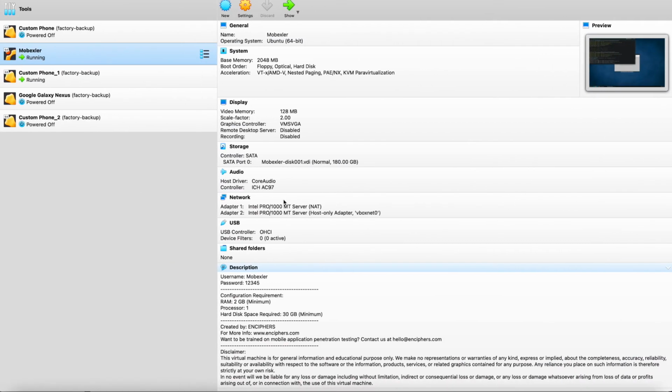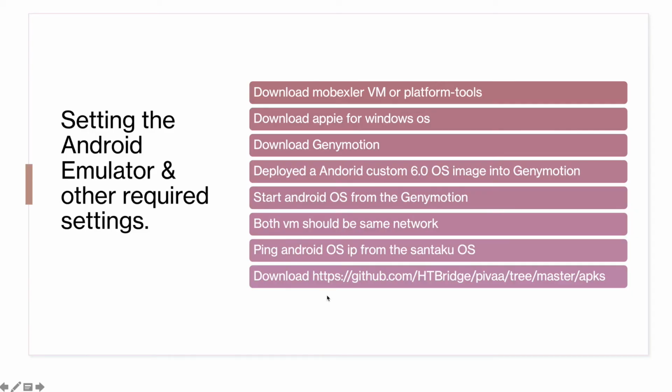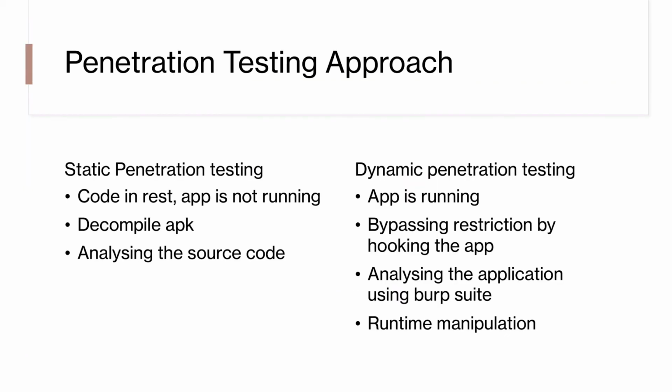Right. So now we have almost set up our pen testing environment, and we have almost installed the application. Now we have the APK. Suppose we are working in any company or industry, we receive the APK, and our setup is already ready. So what will be the next step? The next step will be the approach.